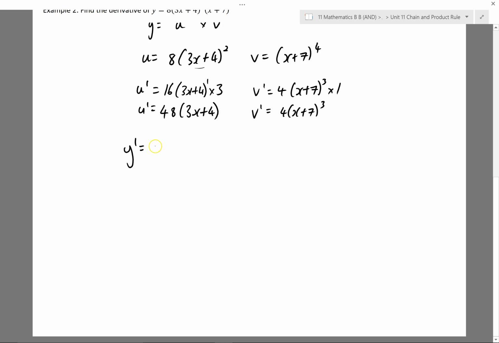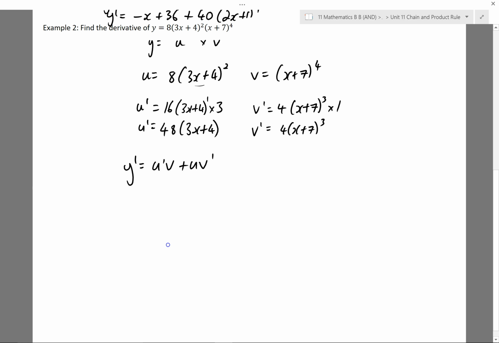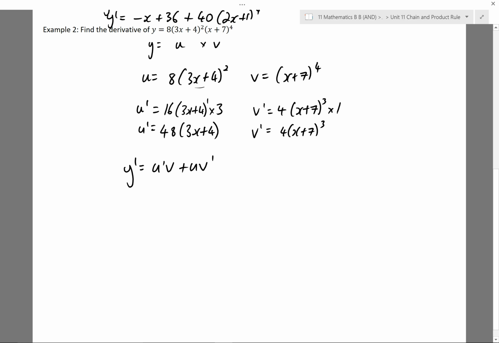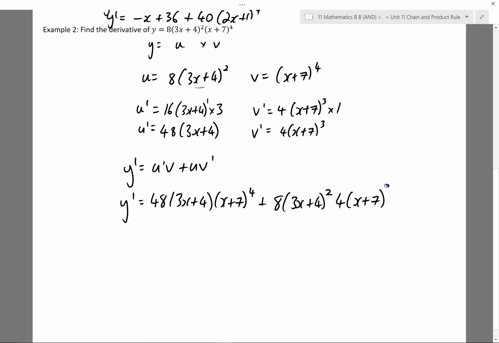y dash is u dash v plus u v dash. Okay, and from here I can substitute in all these values. So u dash was 48(3x plus 4). v is (x plus 7) to the power 4. u is 8 lots of (3x plus 4) squared. And v dash is 4 lots of (x plus 7) all cubed.